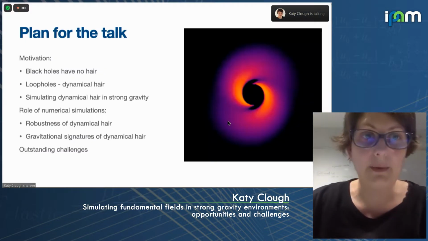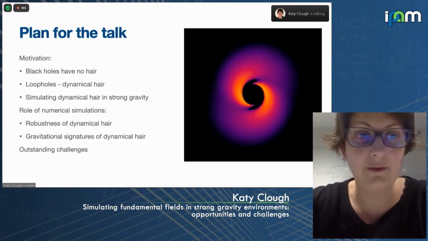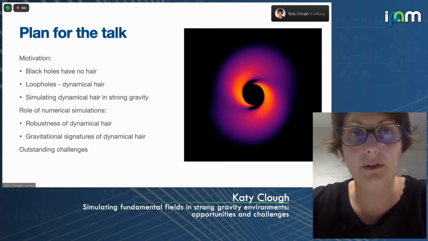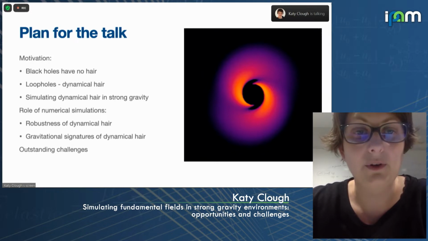So in terms of the plan for the talk, the overall message is that although stationary black holes have no hair, there are loopholes which permit you to have dynamical hair that may not be stable indefinitely, but can be stable long enough for it to be of astrophysical interest. And in those cases, we would quite like to know what the gravitational signatures of that dynamical hair are. How does that manifest? So I'll start by giving some background on the kind of models that I'm talking about and how we simulate them.